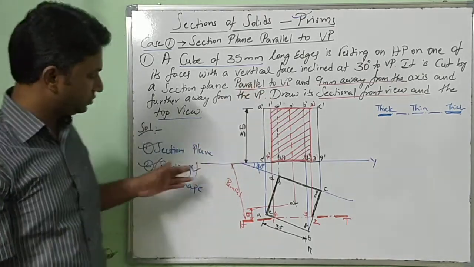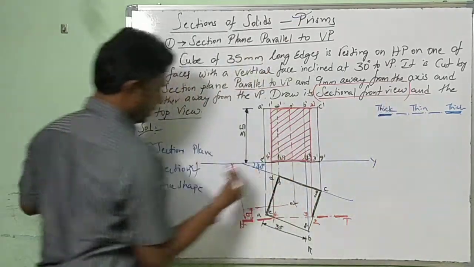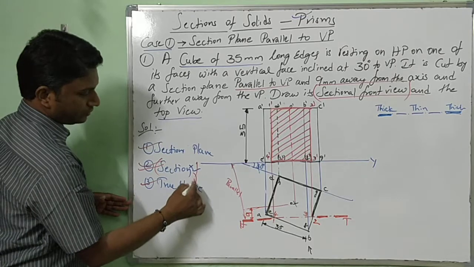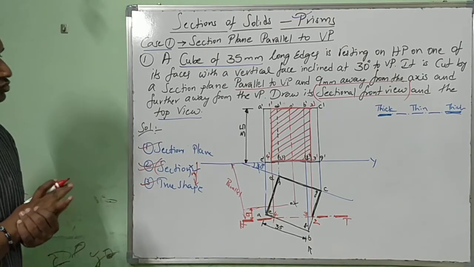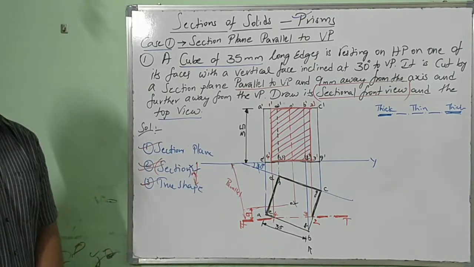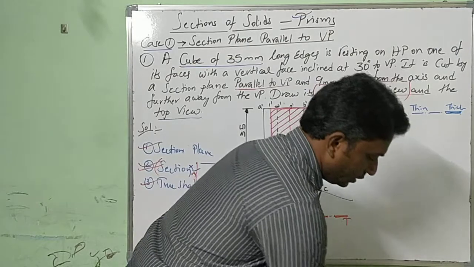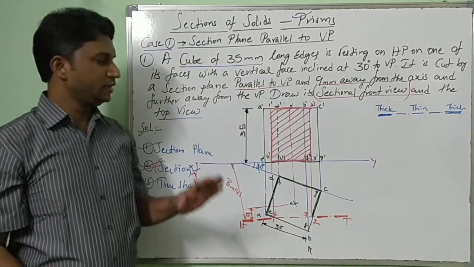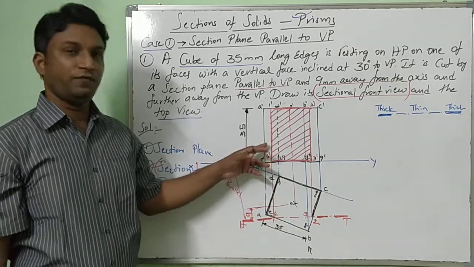Sectional front view and section are the same. This sectional front view and this section are the same. True shape is coinciding with the sectional view. This is your final answer. I hope you all understand, but you may think that it's tough. It's not tough. Simple projections of solid we have drawn, top view, front view.